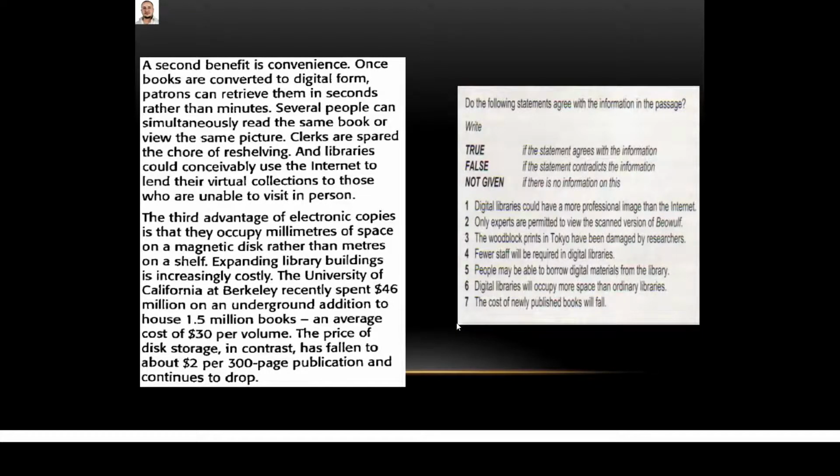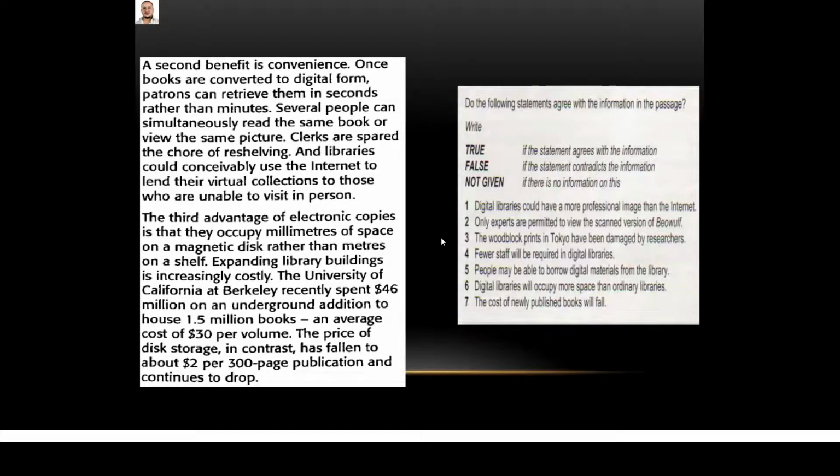Okay, let's see number 6. Digital libraries will occupy more space than ordinary libraries. The third advantage of electronic copies is that they occupy millimeters of space. Okay, they occupy millimeters of space. Number 6, digital libraries will occupy more space. They occupy millimeters. That means less space, not more space. So number 6 gives wrong information and different information. In this case, it will be false, because it gives wrong information.